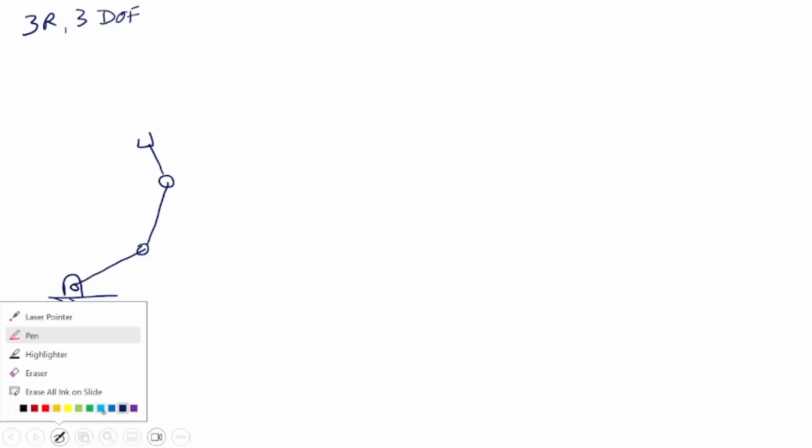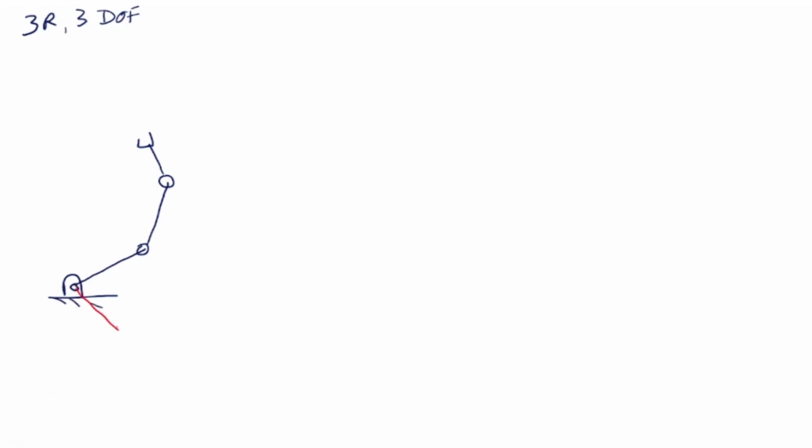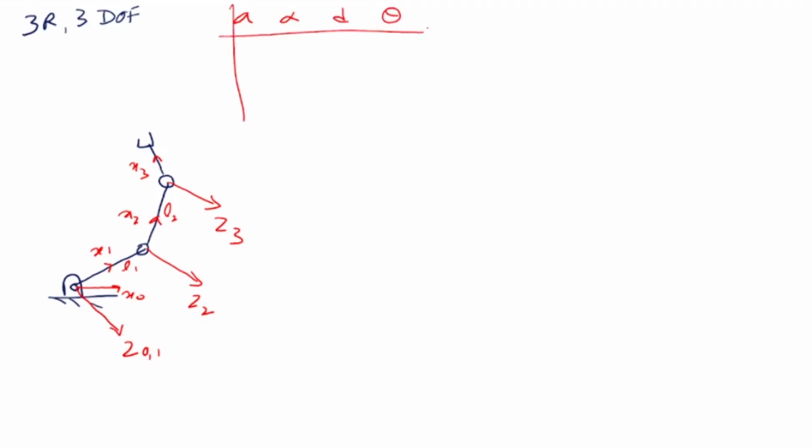I'm repeating, but please do pay attention. Z0, Z1 is here, Z2 is here, the axes of rotation, Z3 is there, X0 is here, X1, X2, and X3. This is link length L1, link length L2. The DH table which I had written, with a, alpha, d, theta for 1, 2, and 3, is 0, 0, 0, theta 1; L1, 0, 0, theta 2; L2, 0, 0, theta 3. This is the DH parameter table.